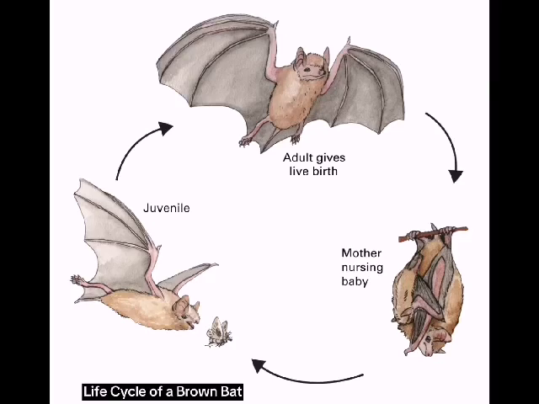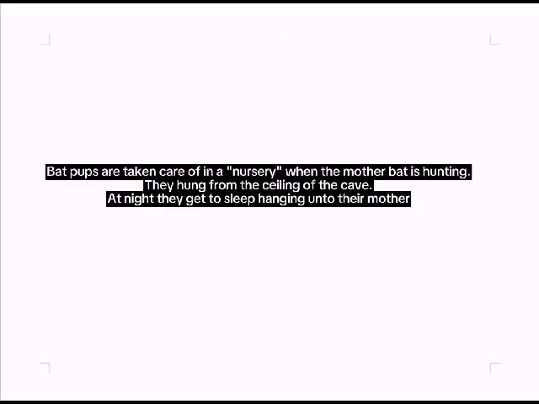Life cycle of a brown bat. Bat pups are taken care of in a nursery when the mother bat is hunting. They hang from the ceiling of the cave. At night, they get to sleep hanging onto their mother.